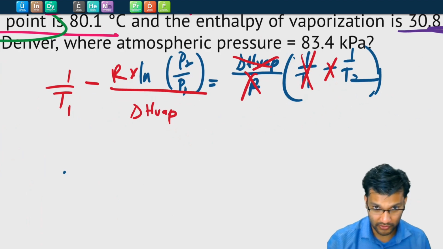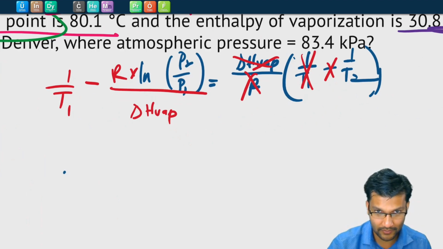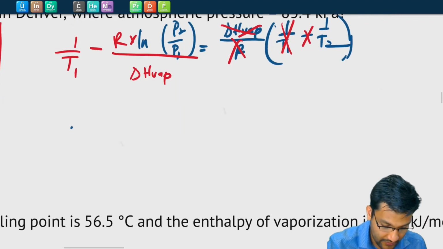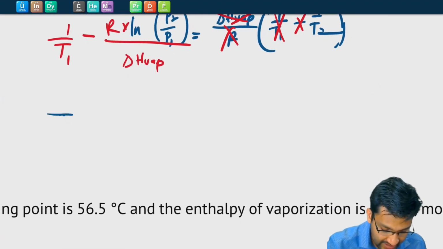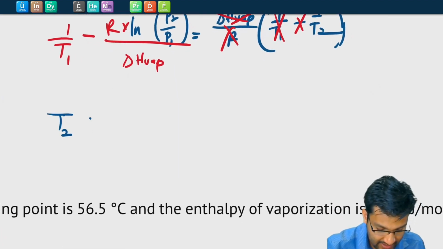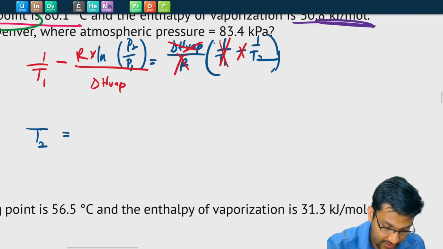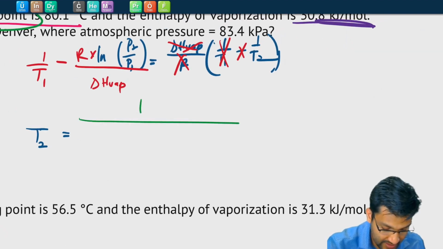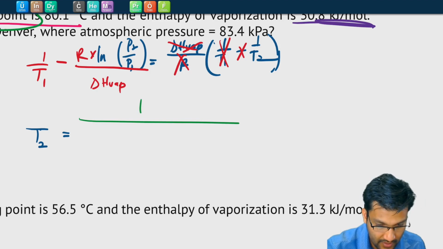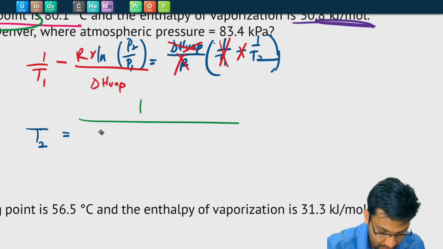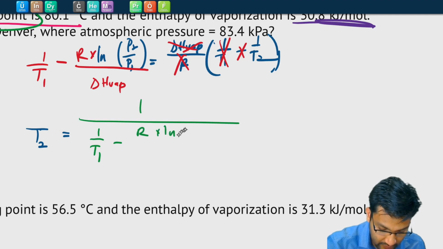I need just regular old T2, so I need to flip it, right? So if I flip it, I get T2 on the right-hand side, and then on the left-hand side, let's use a different color, I get 1 divided by all of this stuff, right? So it would be 1 divided by 1 over T1 minus R times natural log of P2 over P1 divided by the delta H of vaporization.